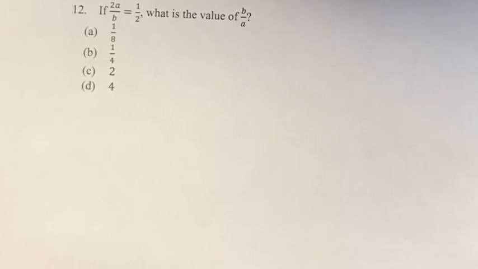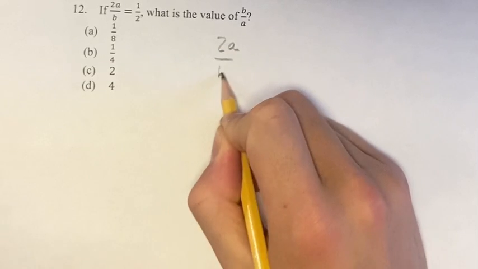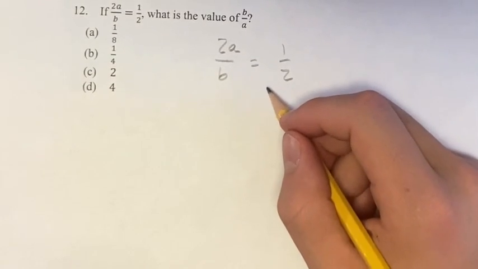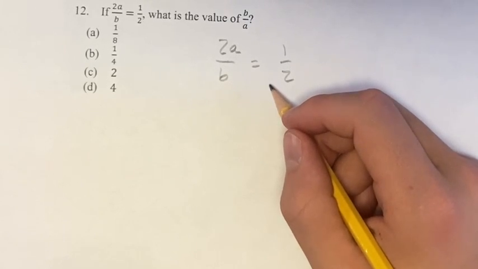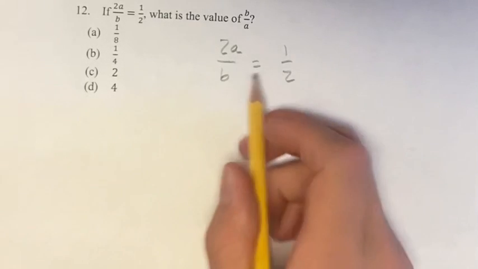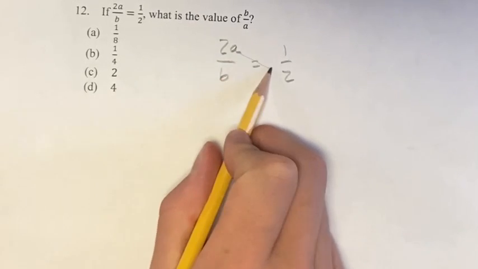In this problem, we're given that 2a over b is equal to 1/2, and we're asked to use this to find the value of b over a. So I think the easiest way to go about this is to first cross multiply to get rid of these fractions. So what we do is we multiply the numerator of one by the denominator of another.